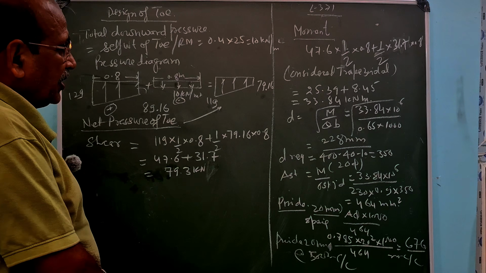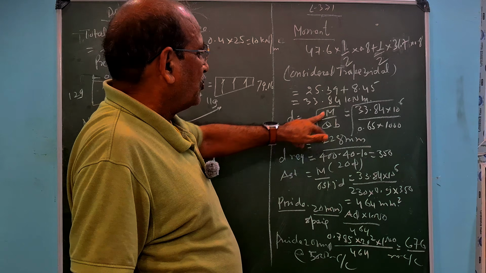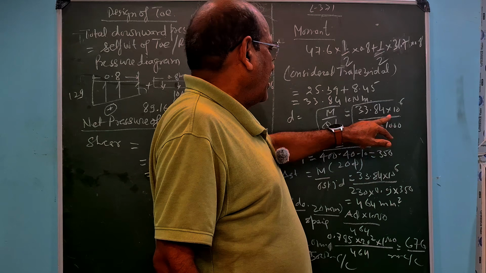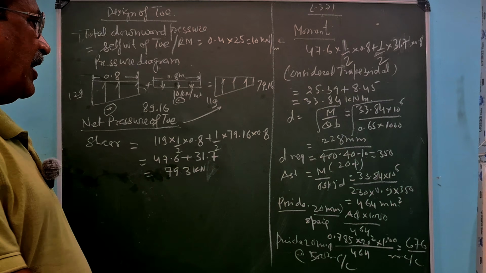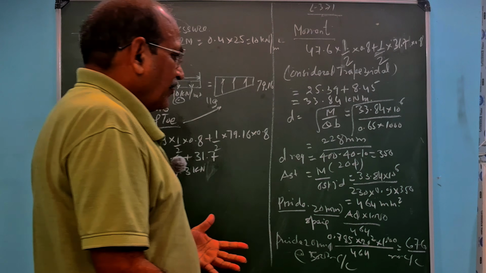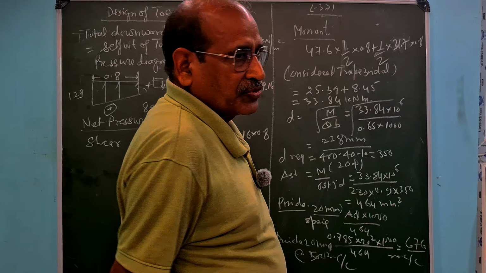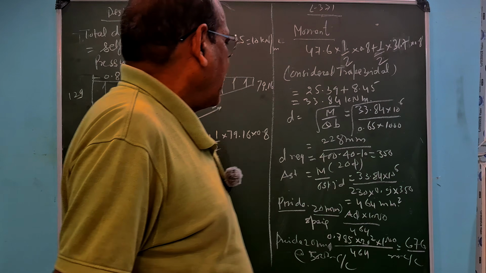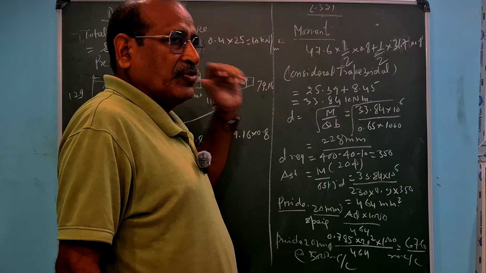So we can find out D: M equal to QBD square, so D is equal to square root of M by QB. So you put the value Q 0.65, and this value you are getting 228 mm. Now D required, it is 400 width and 40 cover, and 10 if you use 20 mm, if you use 16 mm, this will be 8. So 350 mm is required. So we will put 350 mm instead of 228.